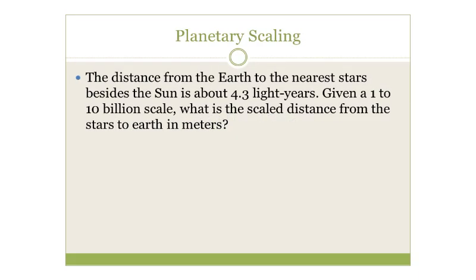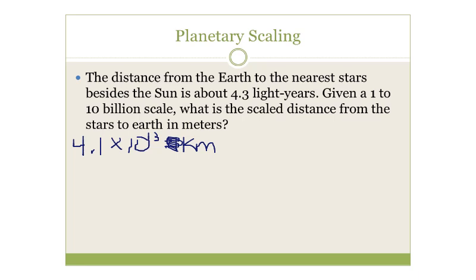The distance from Earth to the nearest stars besides the Sun is about 4.3 light years. 4.3 light years happens to be about 4.1 times 10 to the 13 kilometers. And that will come in handy for us in just a minute.